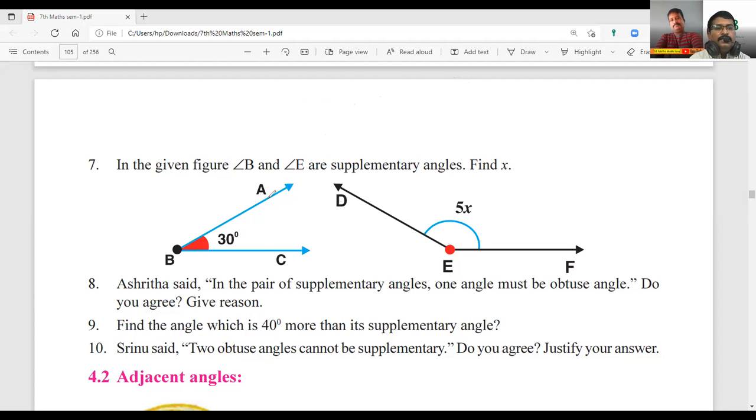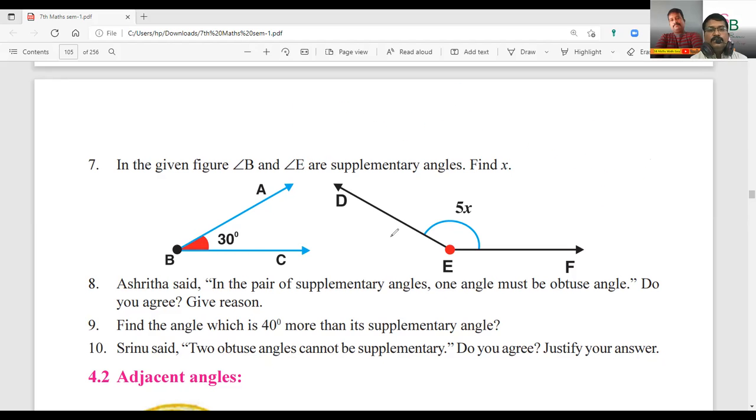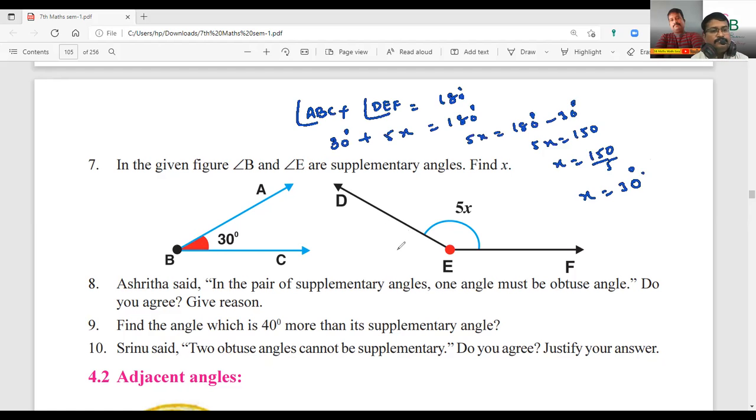So angle ABC is equal to 30 degrees, plus angle DEF is equal to 5x degrees, is equal to 180. We need x. That's why 180 minus 30, 5x is equal to 150. That is x is equal to 150 by 5, that is 30 degrees. Am I right? So x is equal to 30 degrees. We need to write like this.